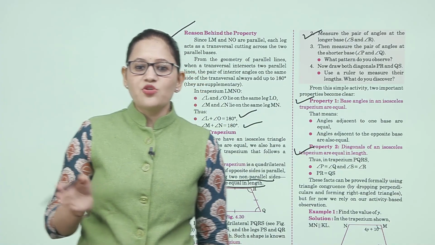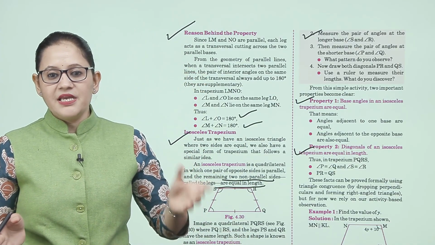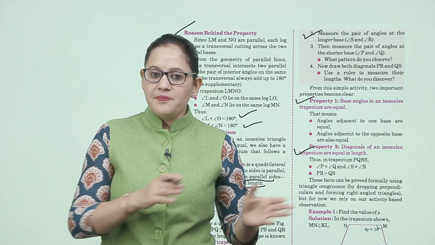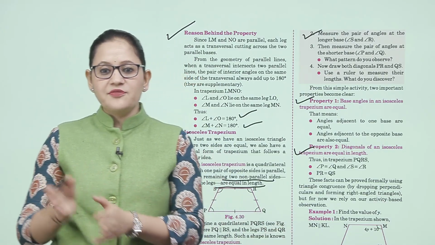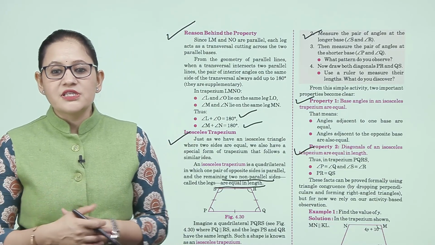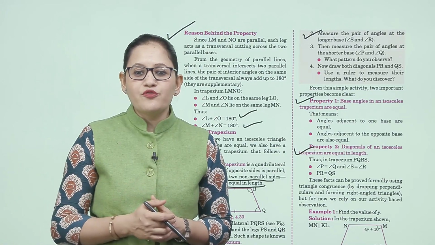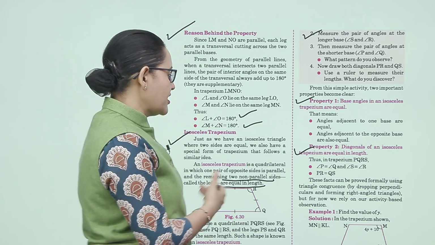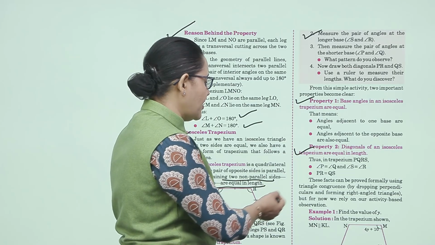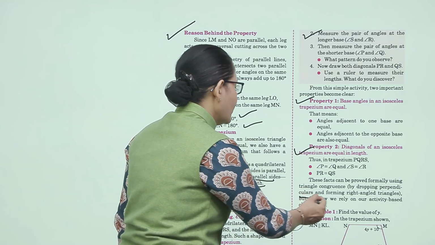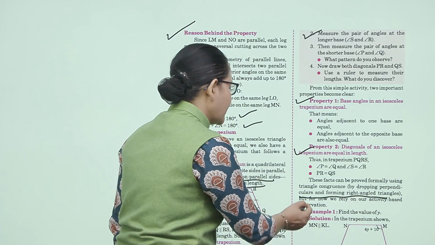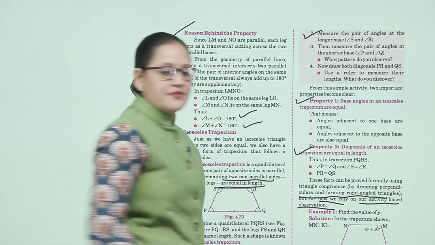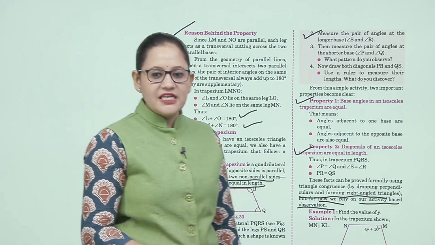So, in trapezium PQRS, angle P and angle Q, angle S and R are equal. P equals Q and S equals R. PR equals QS. These facts can be proved formally using triangle congruence. By using congruency, we can prove that they are equal, forming right angle triangles. But for now, we will rely on the activity-based observation. Clear? Here we will take an example.